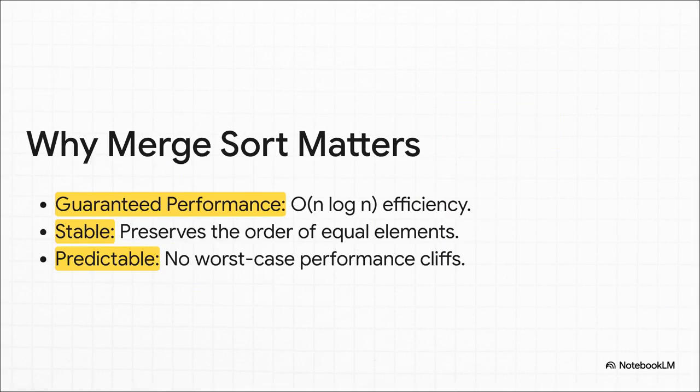So what does all this get us? Well, some really powerful guarantees. First, its performance is super predictable. Unlike some other sorting algorithms, it doesn't have a worst-case scenario that suddenly grinds to a halt. It's also stable, which is a fancy way of saying if you have two equal numbers, they stay in their original order. For some tasks, that's absolutely critical. All of this makes it a reliable workhorse algorithm.